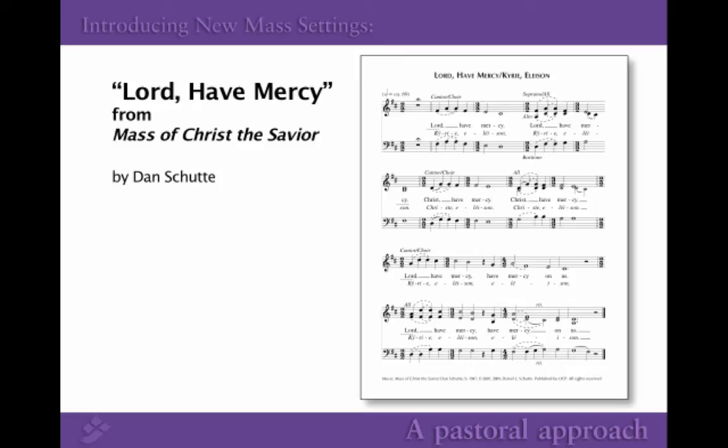Some interesting things with tempo that Dan's doing here. It takes a little bit of a look at those shifting tempos. It'll be a very interesting composition. So congratulations. Over the course of four Sundays, you've taught your people a new Mass setting. It is a month-long rollout, okay, to teach a new Mass setting at your assembly.